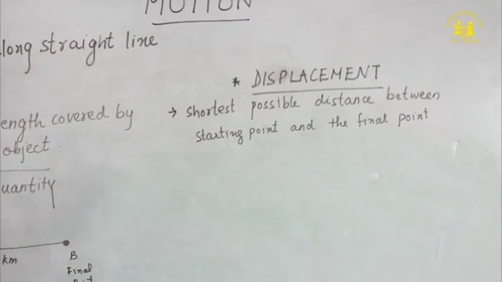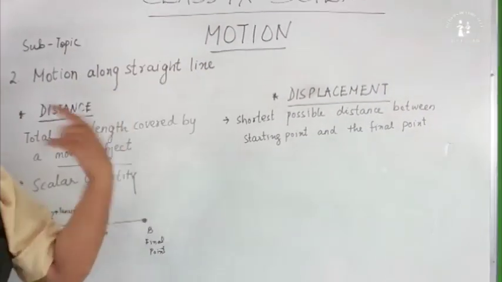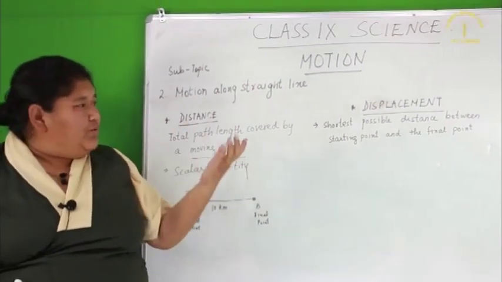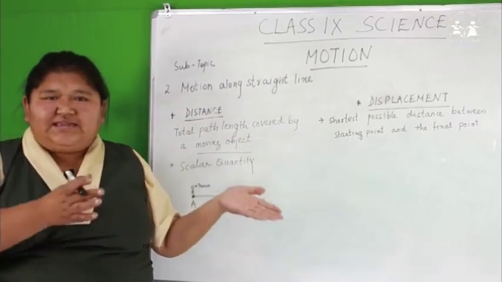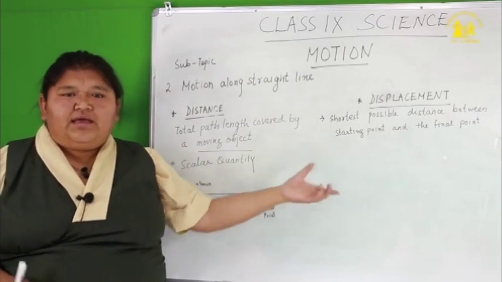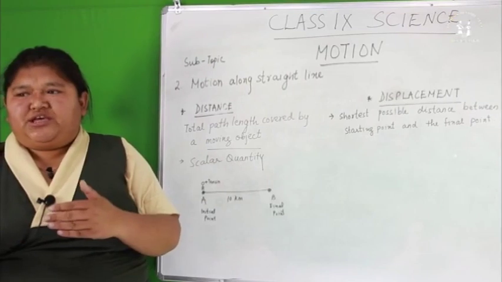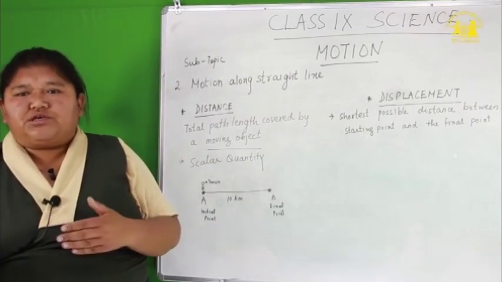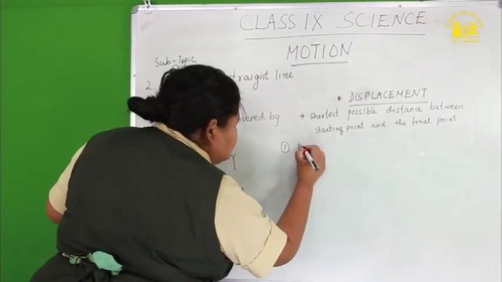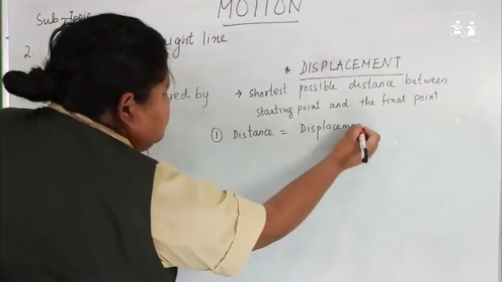Okay, now there are three instances. One instance is where distance and displacement are equal. Another instance is where displacement is lesser than distance. And in the third case, the object covers a distance but the displacement is zero. So let us take an example. First, where distance is equal to displacement.